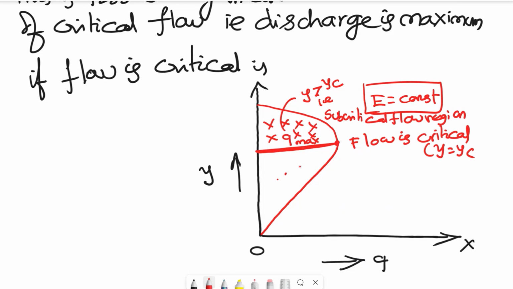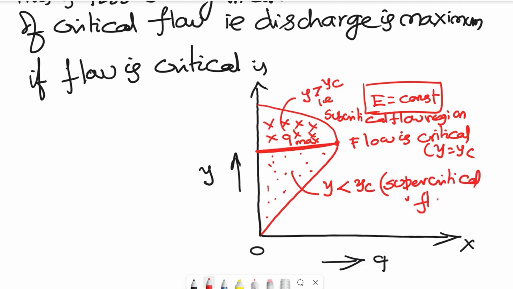So this region actually, if I take this region here, y is less than yc. So this is the supercritical flow region. This diagram is called the discharge diagram.